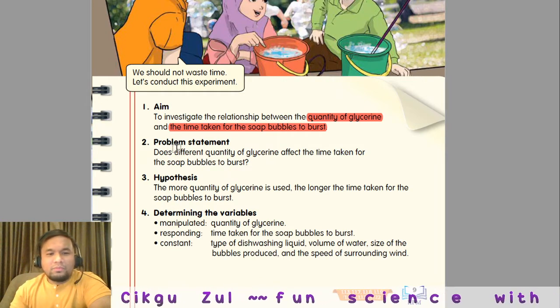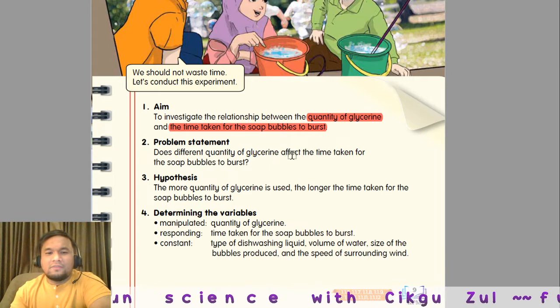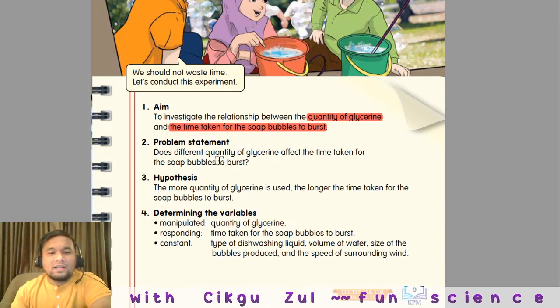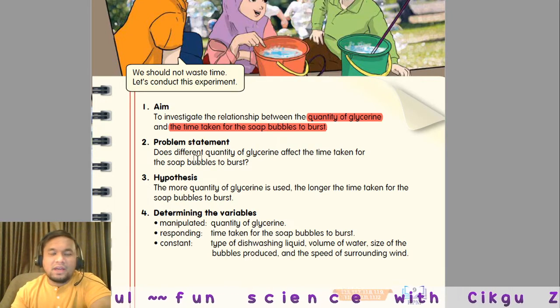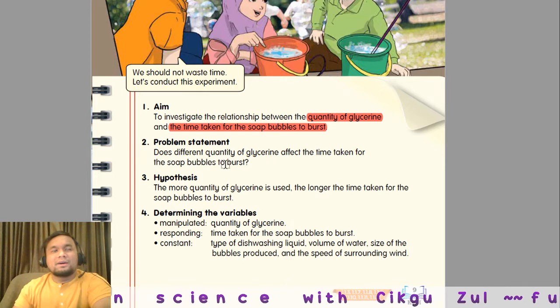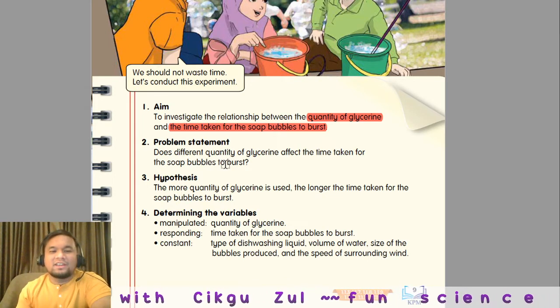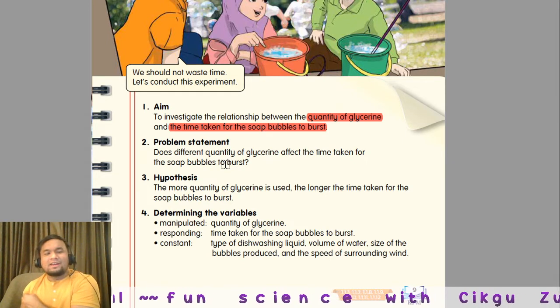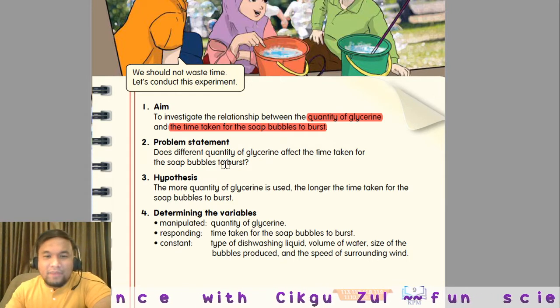What about the problem statement? So does the different quantity of glycerin affect the time taken for the soap bubbles to burst? Adakah jumlah glycerin ini mempengaruhi masa yang diambil oleh balon, ataupun saya asyik nak sebut balon. Sebenarnya bubble tu ialah buih. Okay, so bubble gelembung tu kan. So bubble ialah buih lah, kita sebut ni buih gergasi. So adakah dia akan lebih cepat?